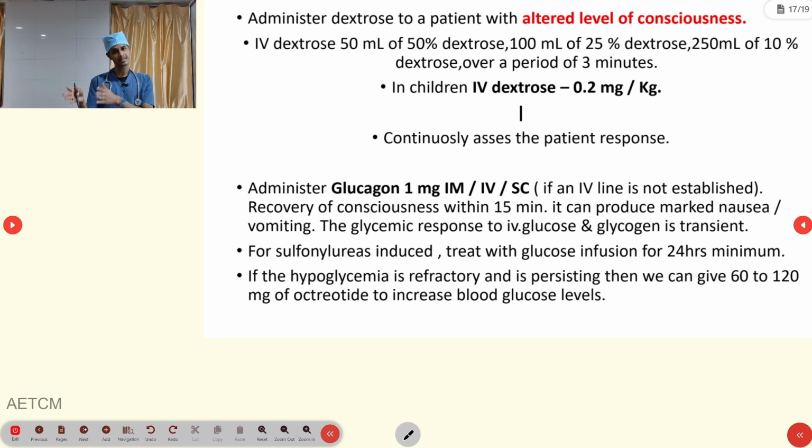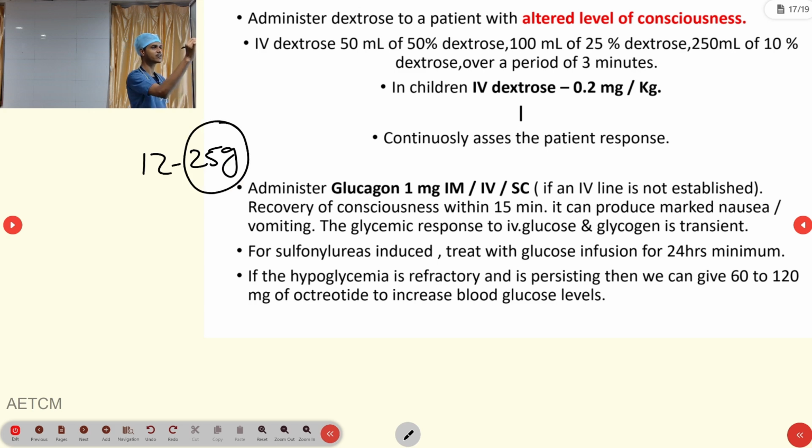In the second category, the first category is those who have an intact gag reflex and are able to take orally. In the other category, if the person has an altered sensorium or is in an unconscious state, there you go with a dextrose-containing solution. Ideally we have to give 12 to 25 grams, or you can fix your mind on 25 grams of dextrose to give to the person.